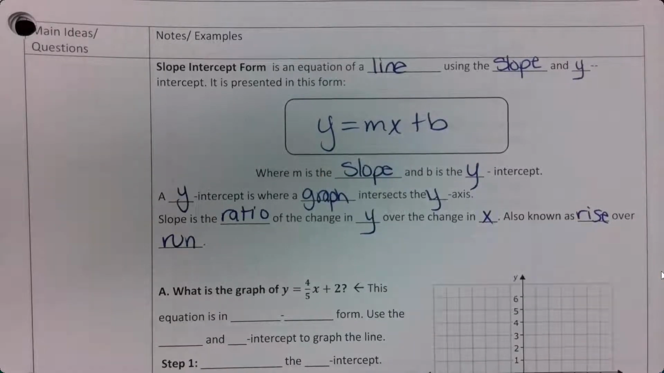And slope is totally used in the real world. If you're ever driving up a mountain and it tells you the grade of the mountain, like 6%, that is actually the slope of the mountain.